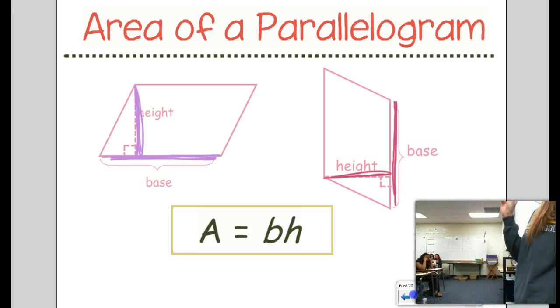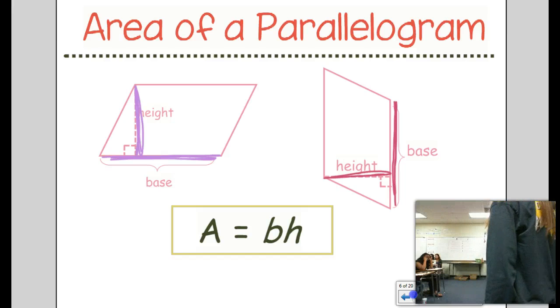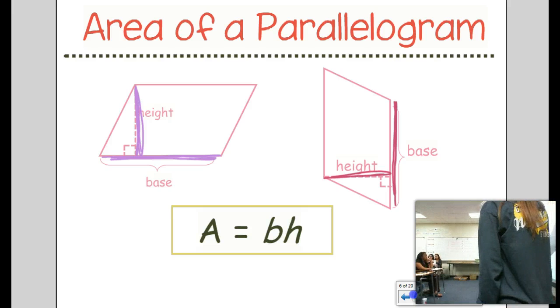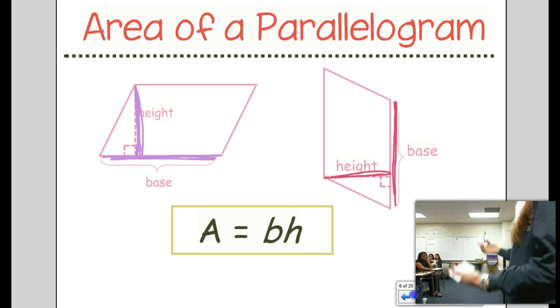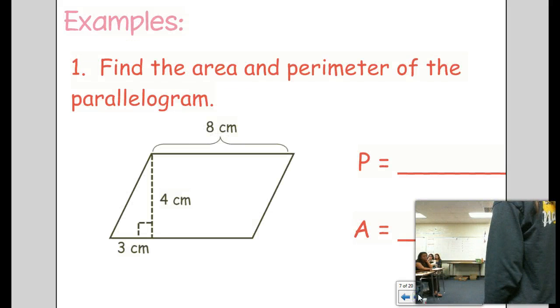Would it really matter if it's like that or that? It would not matter, but I'm showing you what it could look like. Because if this height wasn't drawn in, people might be confused. They might think that this is the height. But the height is interchangeable with the word altitude. If you were to draw an altitude, that's the same as height. Height and altitude, same thing.